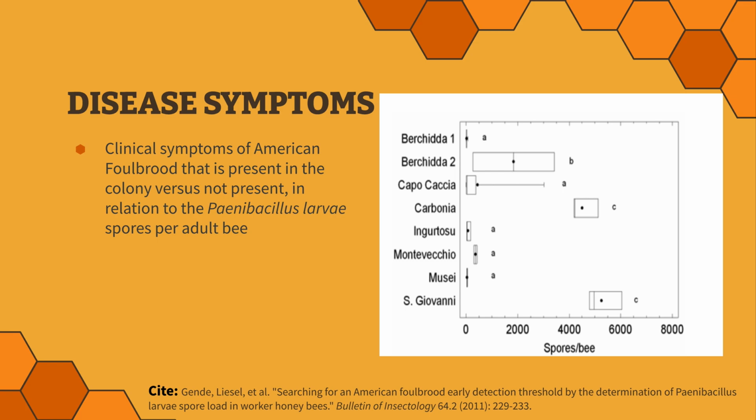In the apiaries where there were no symptoms of the disease, the mean level of spores varied per bee. For instance, 14 in Brachita 1, about 1,800 in Brachita 2, and 438 in Capocachia. If counting the colonies with clinical symptoms as one group, the average number of spores per bee was about 4,600 versus 274 for colonies with no symptoms. This figure is important because it shows how many spores are present within each of the colonies and apiaries, regardless of whether the disease was visually present or not. This gave the beekeepers and scientists more relevant and accurate data on the risk of the disease within the colony.